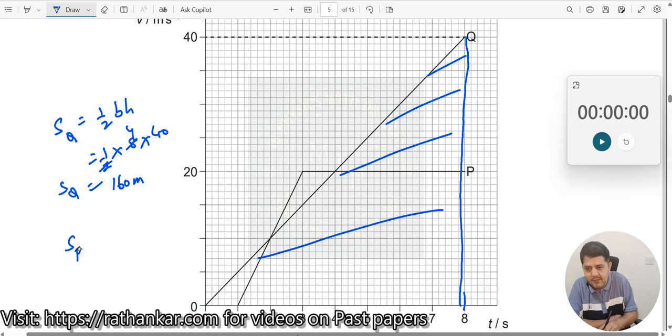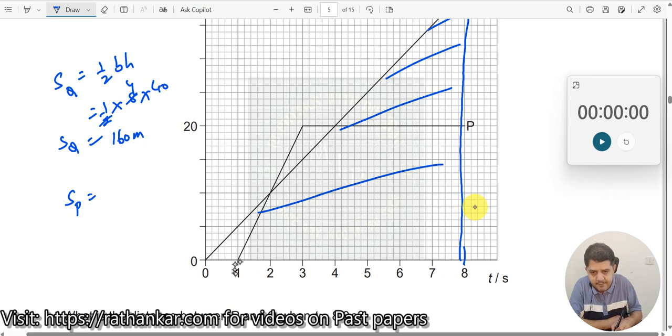Now similarly, I want to find the distance traveled by P. So what is the distance traveled by P? So this is a trapezoid here, right? So which should be half into D into A plus B, where D is the perpendicular distance between the two parallel lines. Okay, this is D here. What is the value of D here? It starts from 0, goes until 20.